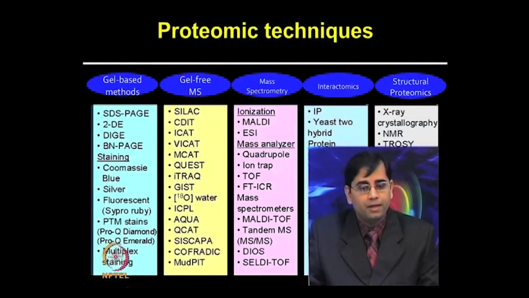As I have shown with some abbreviations in this slide, broadly, there are different types of gel-based proteomics such as sodium dodecyl sulfate polyacrylamide gel electrophoresis, SDS-PAGE, two-dimensional electrophoresis, 2DE, difference gel electrophoresis, DIGE, blue native PAGE, as well as different staining methods such as Coomassie, silver, fluorescent dyes, and phosphoprotein stains such as Pro-Q Diamond, and multiplex staining methods. All these can be grouped under gel-based methods.